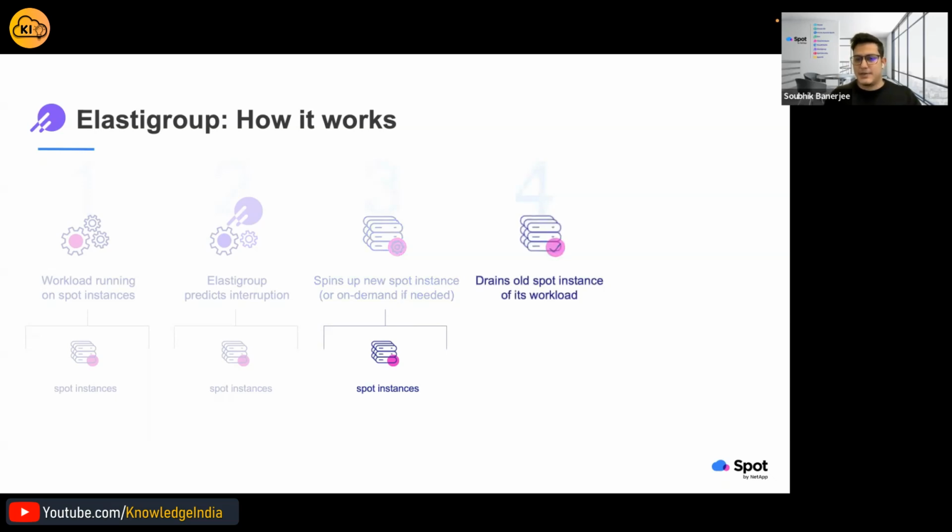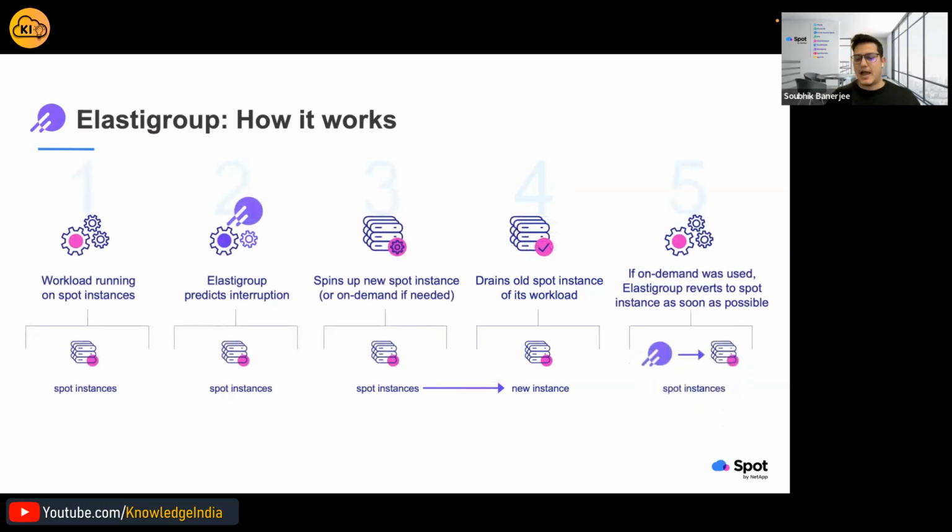And the final step, when your application is migrated gracefully to the new instance, the old instance is drained out. So this is how the Elastigroup lifecycle works, providing you cost optimization along with availability. And in case an on demand instance was spawned, it continuously checks whether the spot instance came back, and once it does, it moves your application running on the on demand instance to spot, making sure you are continually optimized.